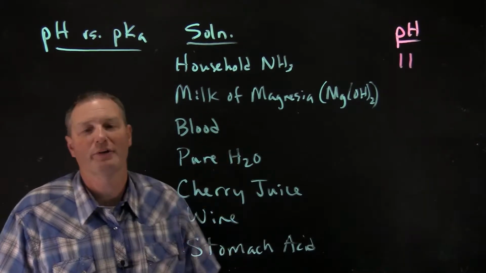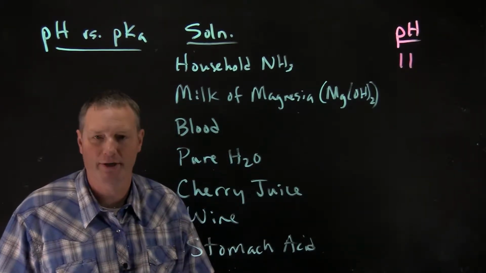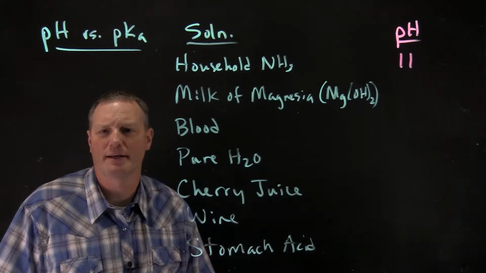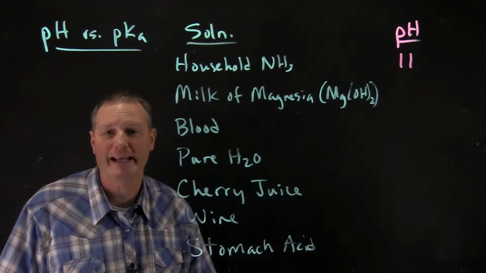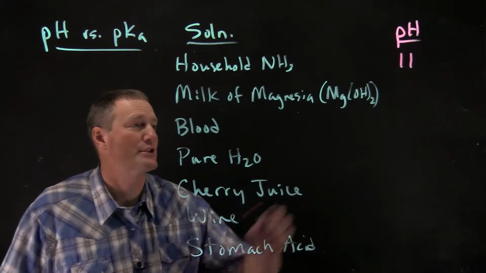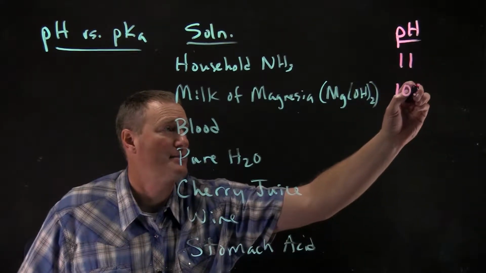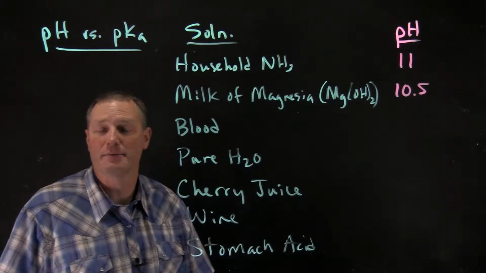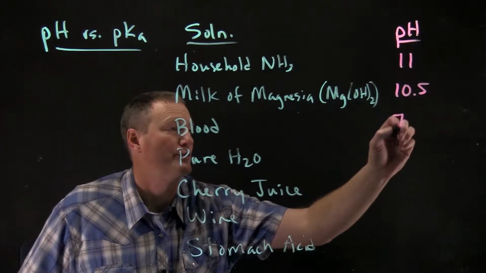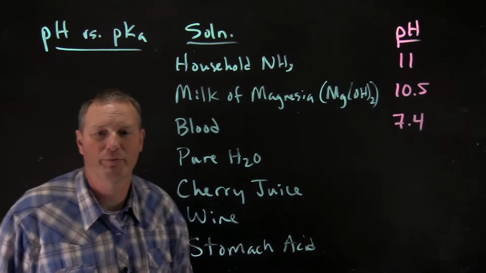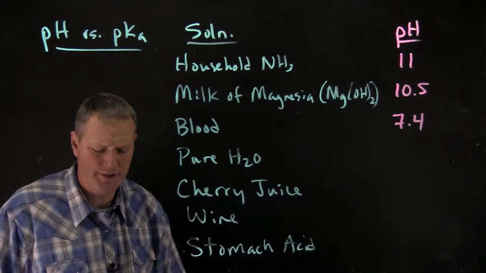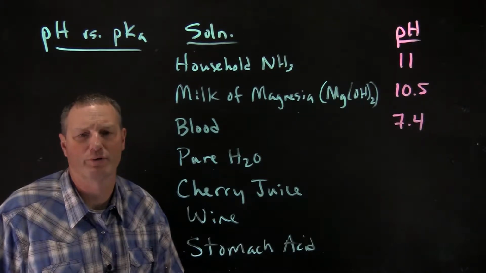The next one, milk of magnesia, which you can buy over the counter, you often use it to calm your stomach. It's sort of an antacid. It actually is also fairly basic, has a pH of about 10.5. Blood has a pH that's actually fairly close to neutral, 7.4. So if you were to take a sample of blood, stick a pH probe into it, and measure the pH, it's typically right above the neutral value.